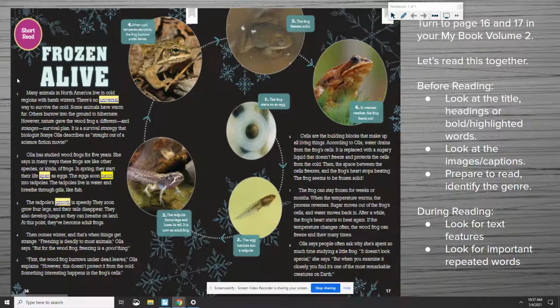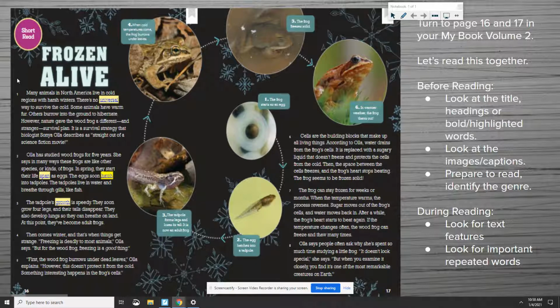However, nature can give the wood frog a different and stranger survival plan. It is a survival strategy that biologist Sonia Ola describes as straight out of a science fiction movie. So that's my introduction. It's giving me information. We're going to be learning about the wood frog, and it's kind of got my attention because it's saying something's happening that's straight out of a science fiction movie.